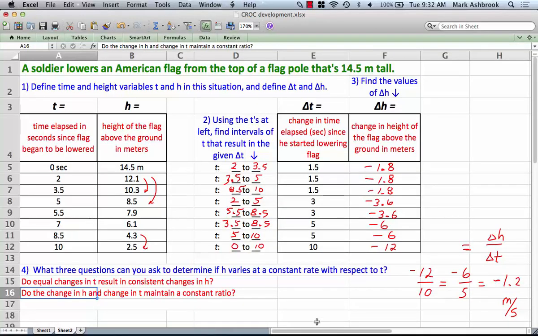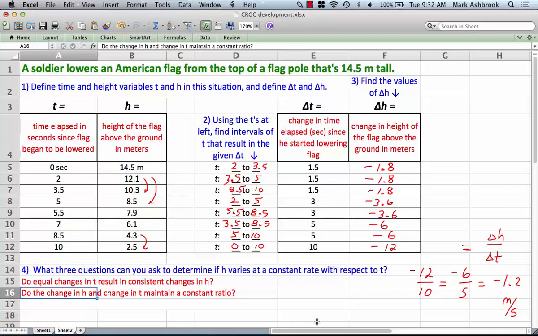Okay? Do changes in H and T maintain a constant ratio? Yes, they do. We just showed that. So if you divide the change in H by the change in T, you get the constant rate of change K. You get negative 1.2. Okay? What was our third? Our third perspective on constant rate of change.